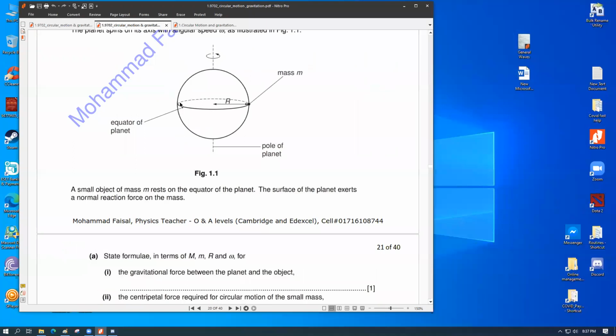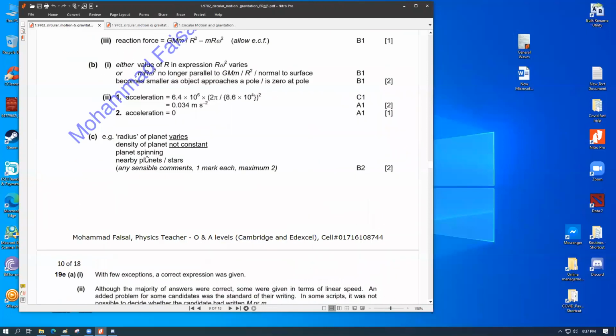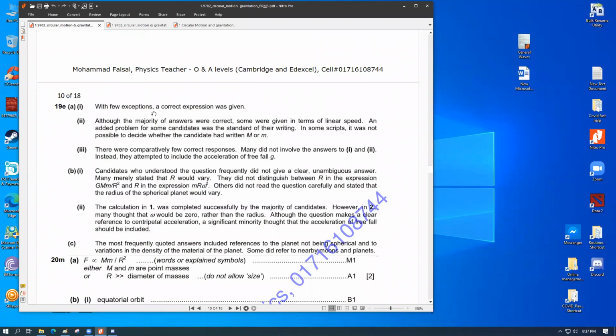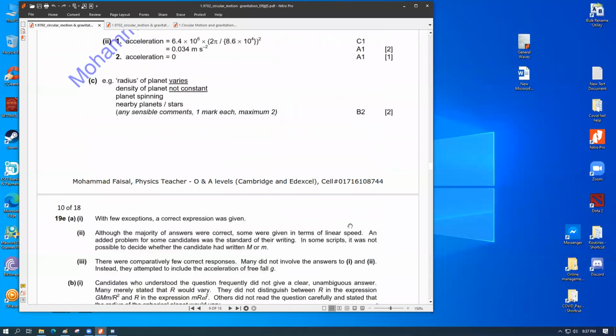Yes, so the location point is coming in, but here the mark scheme didn't specifically say it that way. They just say planet spinning. Okay, the point I am making is that the planet's spinning affects it as well. Okay, let's have a look at the mark scheme examination report. Look at question 19c. The examination report says the most frequently quoted answers include reference to the planet not being spherical and to variation of the density of the metal of the planet. Some did refer to nearby moons and planets. So for the nearby planet or stars, you can see that it is also included. So that might be a good response as well.